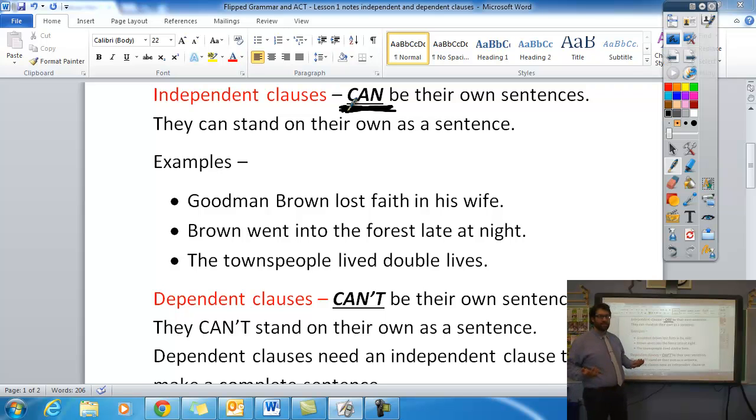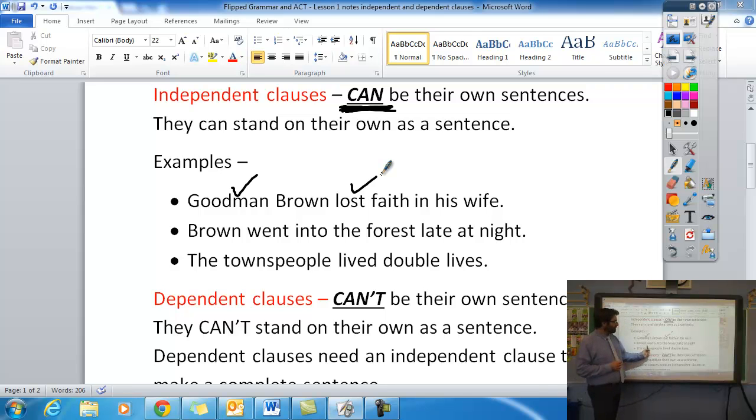So let's take a look at some examples. I took these examples from a summary from your journal responses on Young Goodman Brown. Goodman Brown lost faith in his wife. We've got a subject, we've got a verb, it's a complete thought. So that's an independent clause. This can be its own sentence. Subject, verb, complete thought, that's an independent clause.